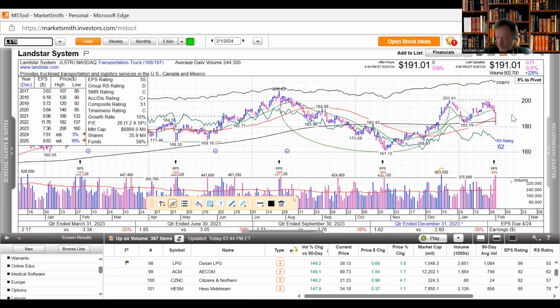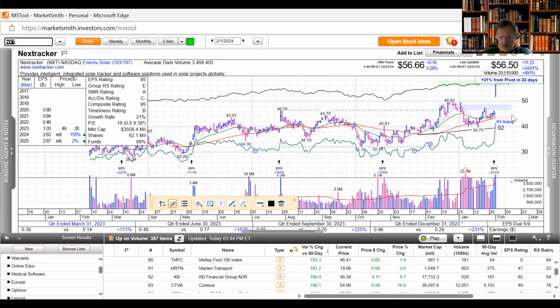Nextracker, huge move. All the solar stocks got a little benefit from this. Their earnings up 231%. Their stock is up 25%. Closed on the high right into the profit-taking zone.